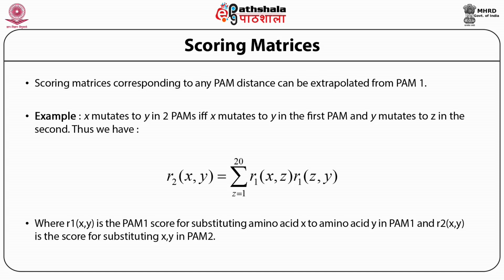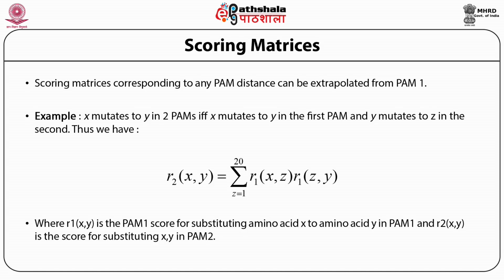changes to Y in, say, PAM1, and then changes to Z in another PAM1, I would like to know what is the probability that an amino acid has changed from X to Z. Now think about it. When you are looking at the protein, you don't know what has happened in between. You just know two PAM units have passed. So X may have changed to Y, and Y may have changed to Z. But X may also have changed to A, and A would have changed to Z.